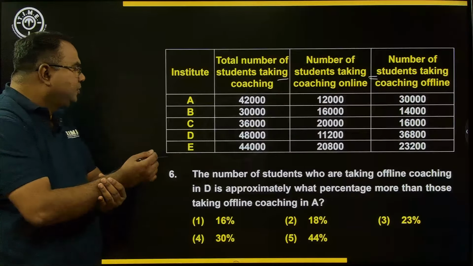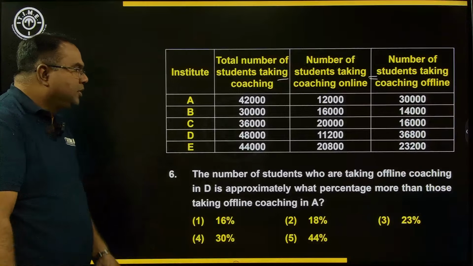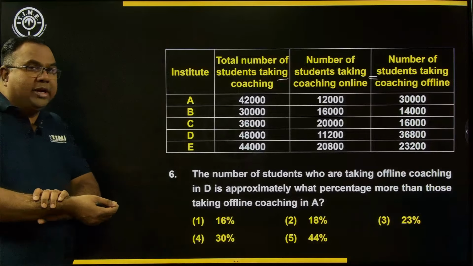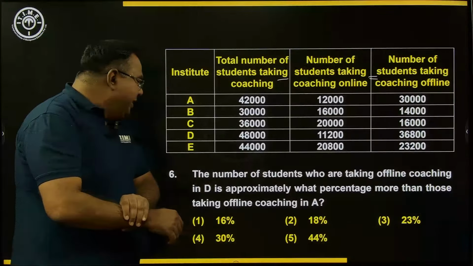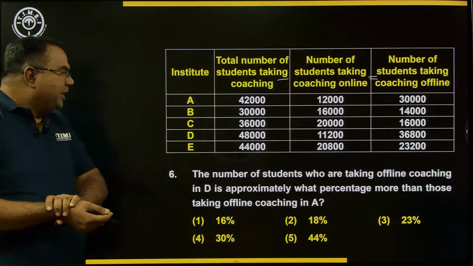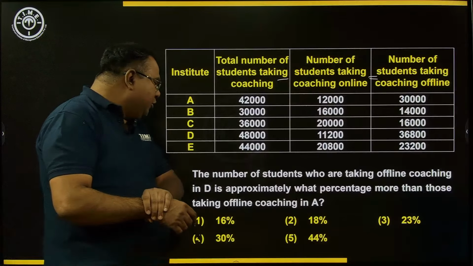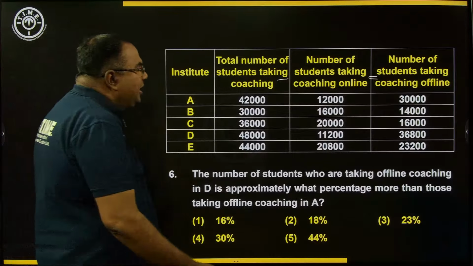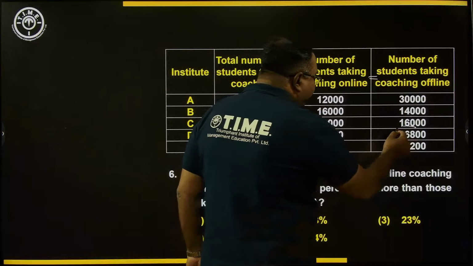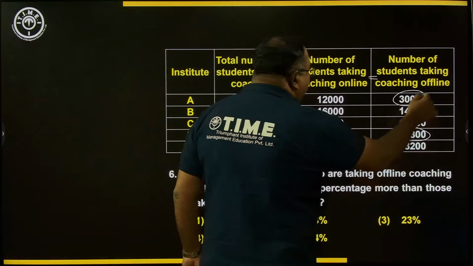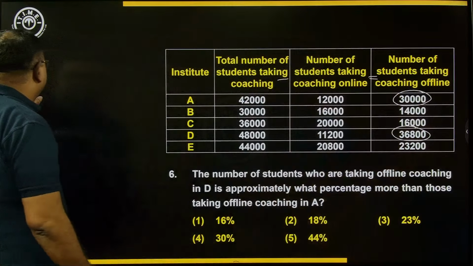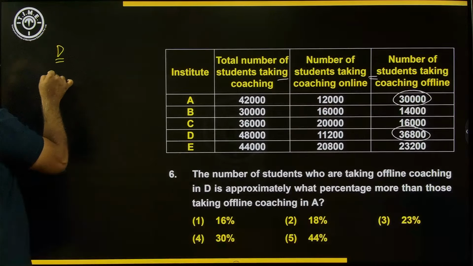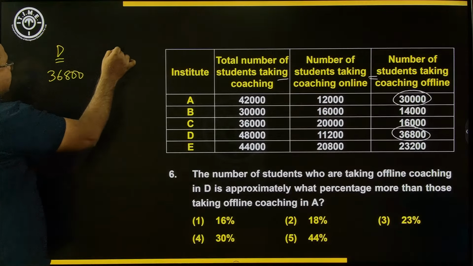Right? First question. Any questions for me? No questions. Okay. Let's look at first question. Number of students who are taking offline coaching in D is approximately what percentage more than those who are taking offline coaching in A? Offline coaching in D, 36,800. What percentage more than A? That is 30,000. So 36,800.